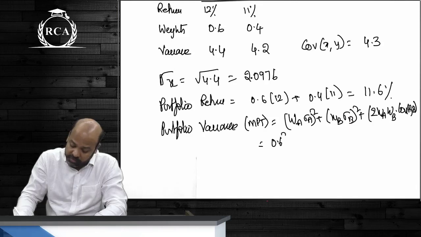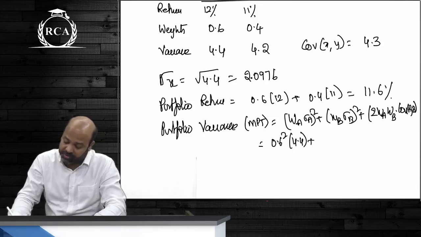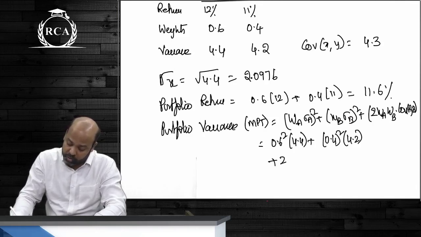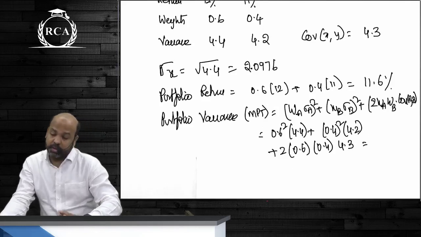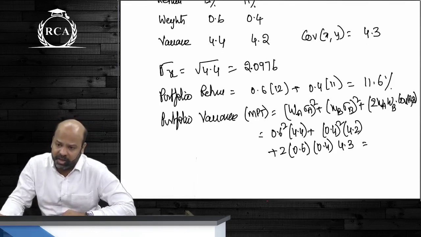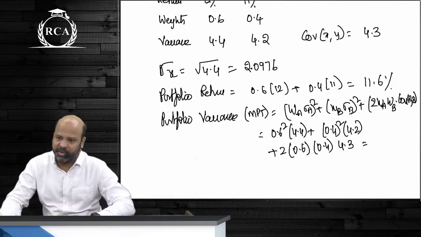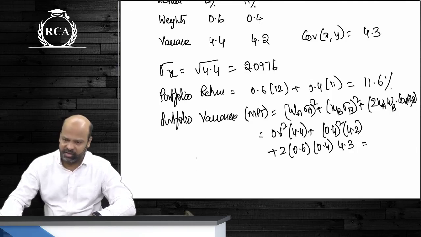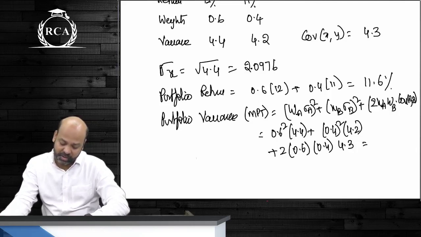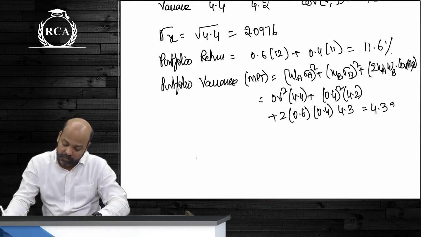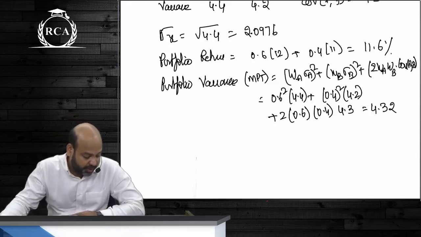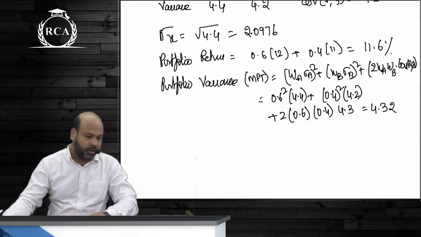So that will be 0.6 square into 4.4. 4.4 is already squared, so don't square it. Plus 0.4 square into 4.2, plus 2 into 0.6 into 0.4 into covariance, which is 4.3. You are saying standard deviation directly; say variance once. If you answer too fast, you will not be able to say yes or no. 4.32. This is your portfolio variance. So what will be the answer to the first bit, guys?